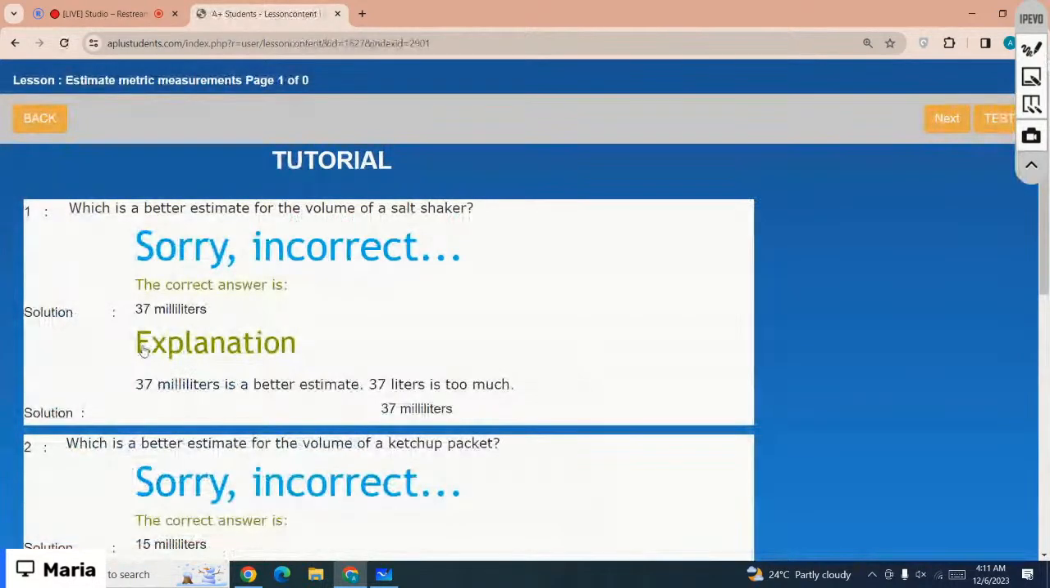Okay, which is the better estimate for the volume of a salt shaker? So you have two options given. They are 37 milliliters and 37 liters. So which is the correct option? That is just a salt shaker, right? A salt shaker has very small capacity. So that would be 37 milliliters. The correct option is 37 milliliters, right?